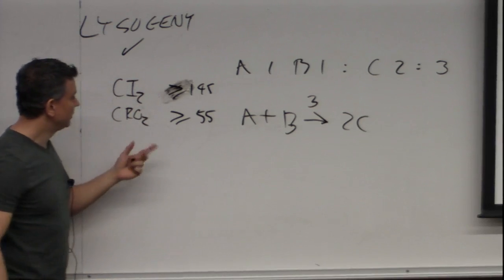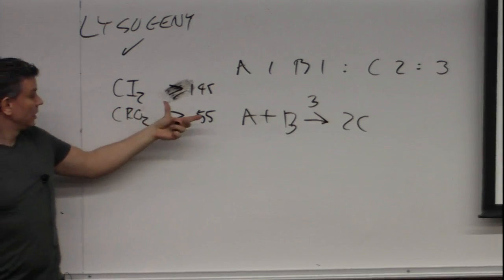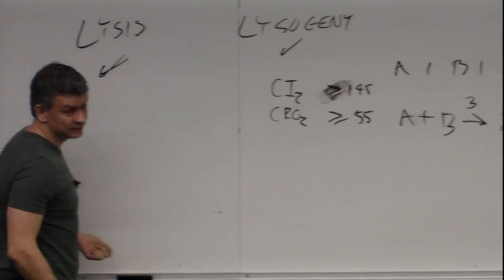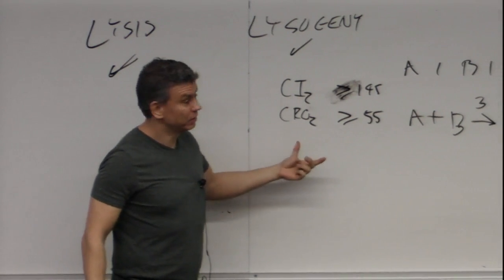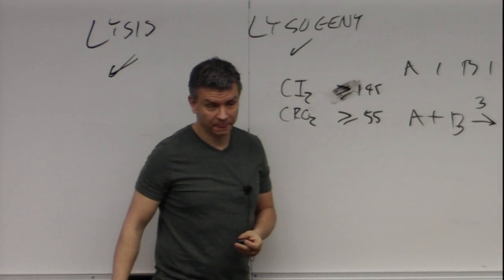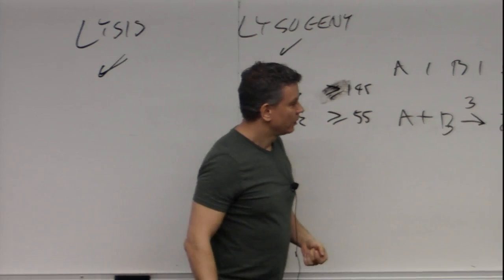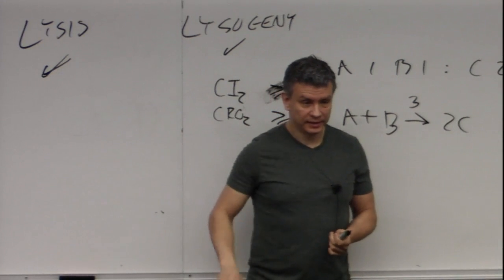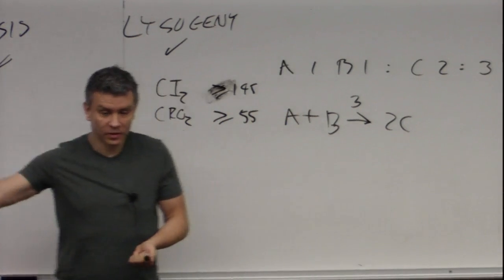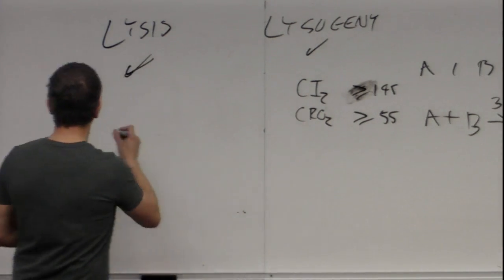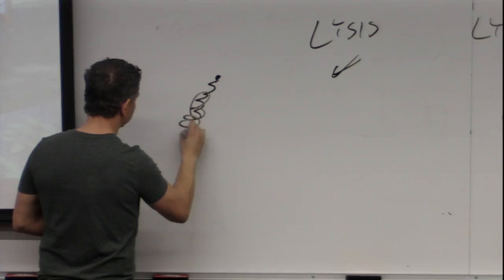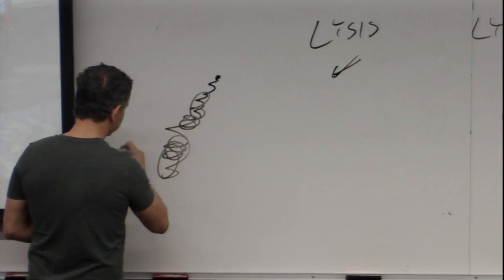For these specific types, if CI2 goes above 145, then we can reliably say that we've entered lysis. If CRO2 goes above 55, we can reliably say that we've entered lysogeny. Recall that in the discussion of how we simulate chemical reactions, we start somewhere and then follow some trajectory through the state space. Here, we're starting in some common place, and we're following some trajectory through the state space. And suppose that we arrive here.